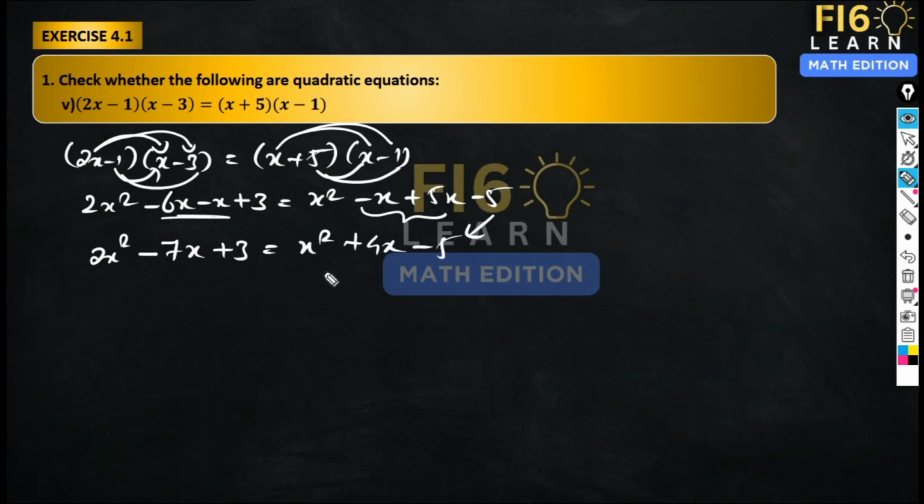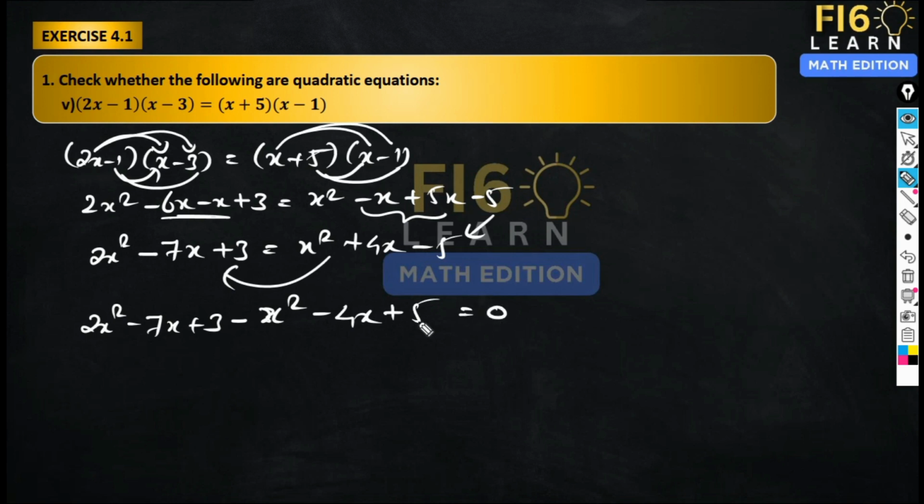Now you can take all these terms to the left hand side, so you will get 2x square minus 7x plus 3. These three are already on the left side, and we are going to bring this to the left side, so their signs will change. You will get x square minus 4x, and minus 5 will become plus 5, that is equal to 0.